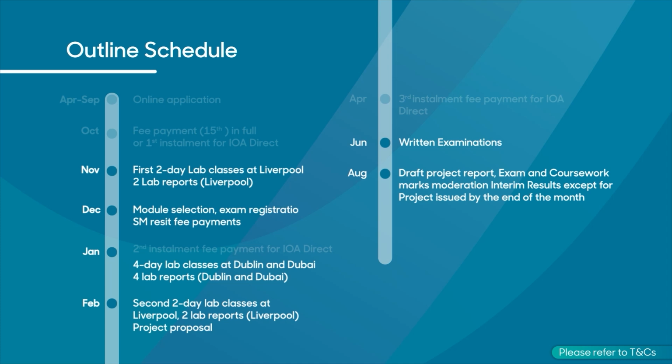than mid-August. The exam and coursework marks are moderated by a panel of specialist examiners, including the chief examiner, in August. So the interim results for all modules, except for the project of course, can be issued at the end of August. The deadline for the final project report is in the middle of October. These are marked by project mentors and the project examiner before final results are made available in December.